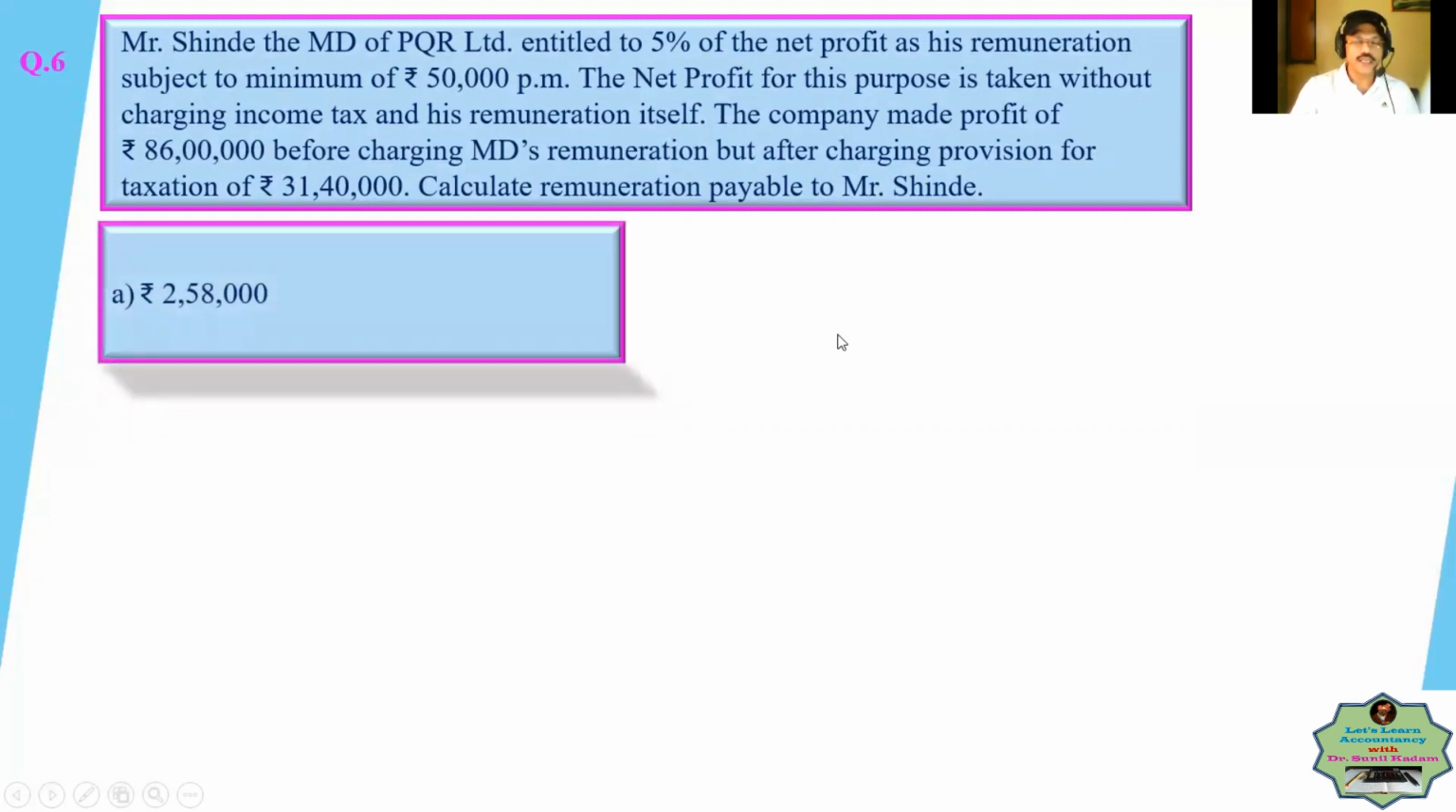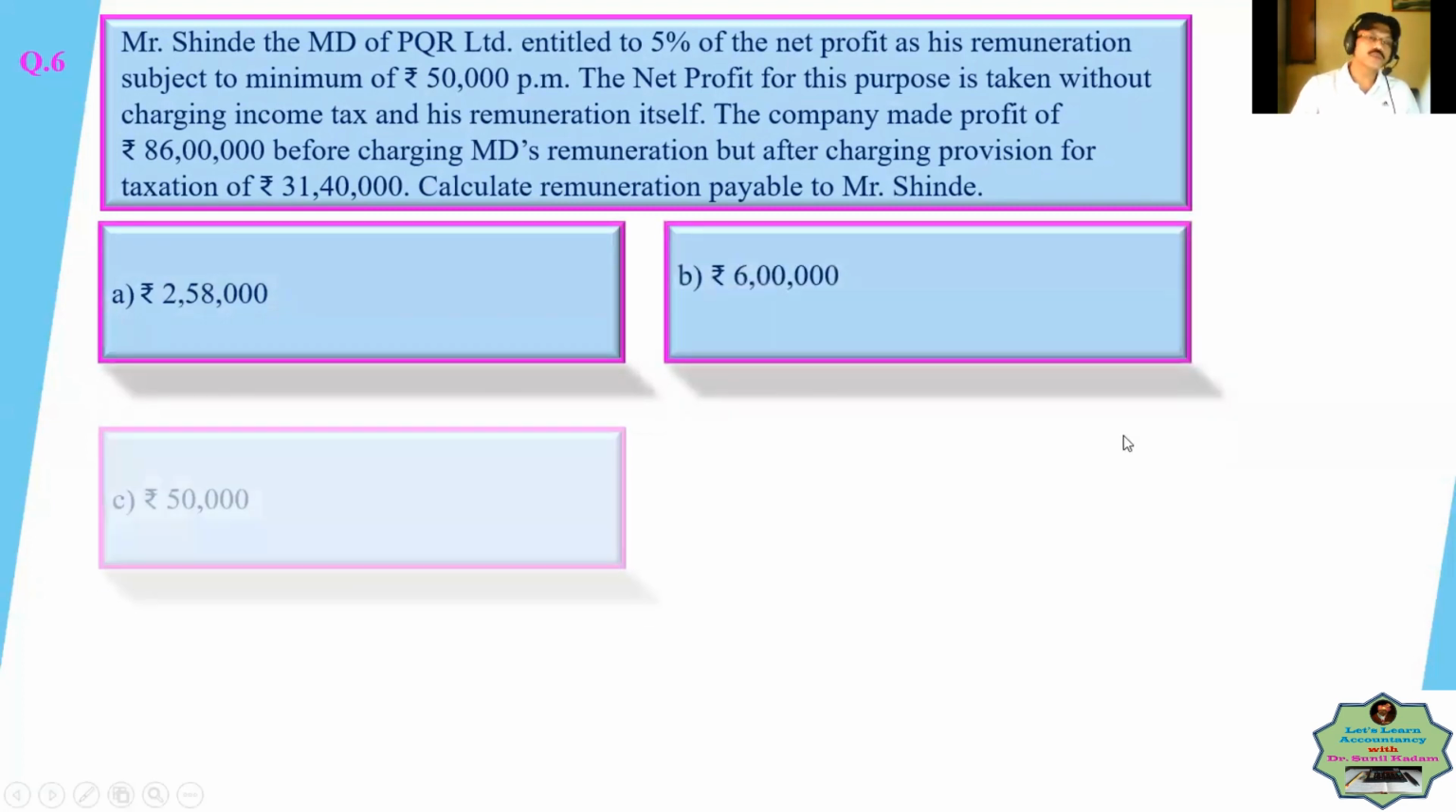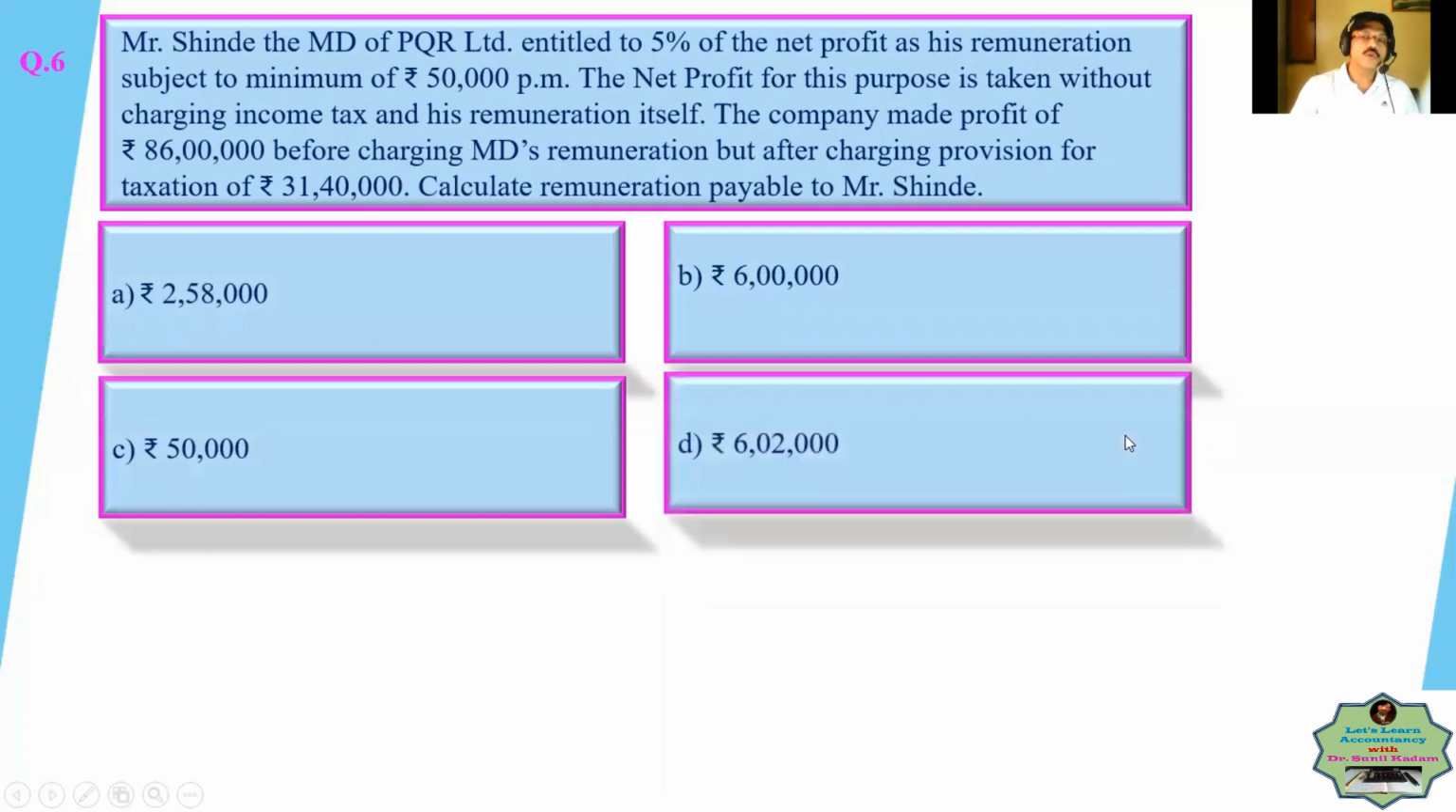Option 1 or A is rupees 2,58,000, then rupees 6 lakh, rupees 50,000, and rupees 6,02,000 should be received as remuneration by Mr. Shinde. That's what option D says. But we know that the correct calculation of remuneration is 5% on the net profit before tax and before remuneration. So we need to add back the profits. So the correct answer is option D, rupees 6,02,000.